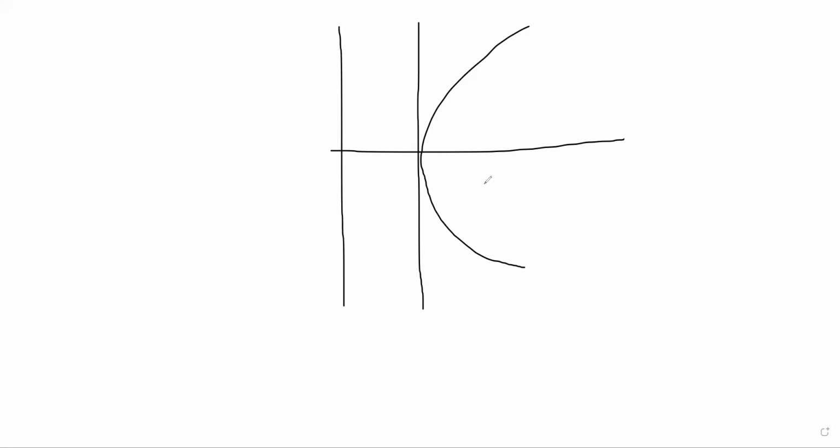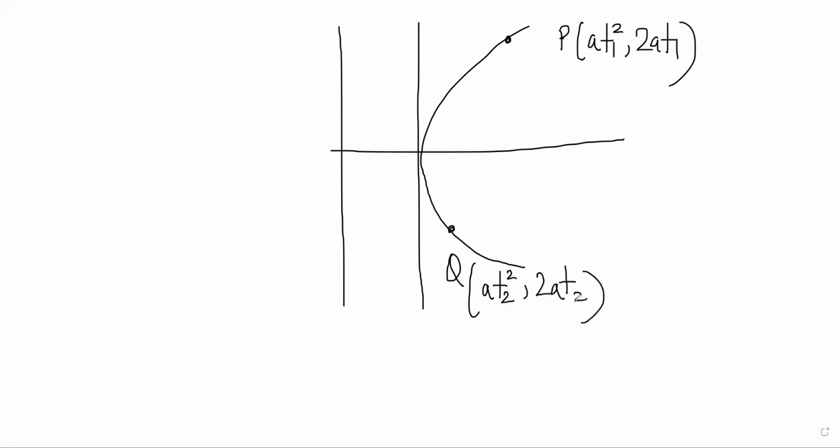So if you have a parametric form of a parabola, now what we want to do here is, if this point P is, let's say, (at1 squared, 2at1), and this point is another point Q, which is (at2 squared, 2at2), right? Here t1 and t2 are two different parameter values, right?